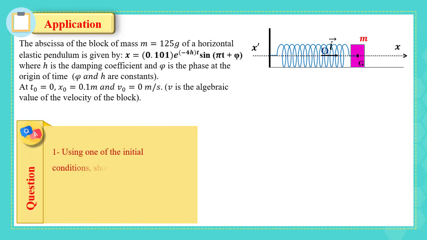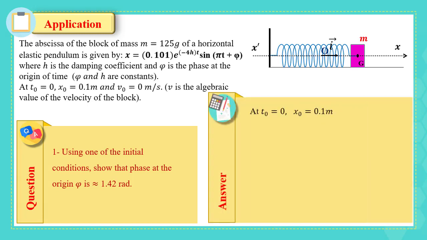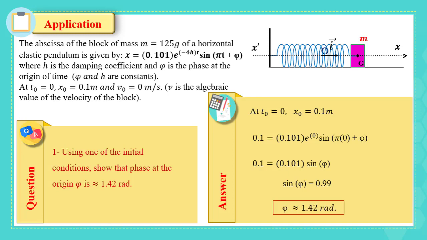Now, the first part: using one of the initial conditions, show that the phase at the origin, phi, is 1.42 radians. As usual, pause the video and think of the answer. At t0 equals 0, x0 was 0.1 meters. Just replace this value in the expression given in the question and solve it by calculator, where exponential 0 is 1. We can find that sine phi is 0.99 and finally phi is 1.42 radians.